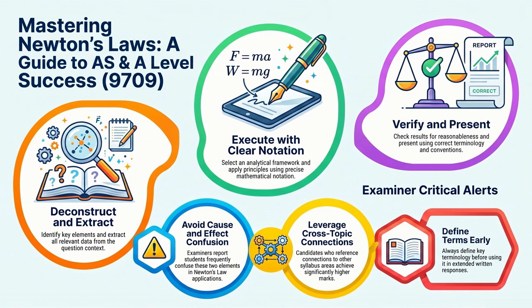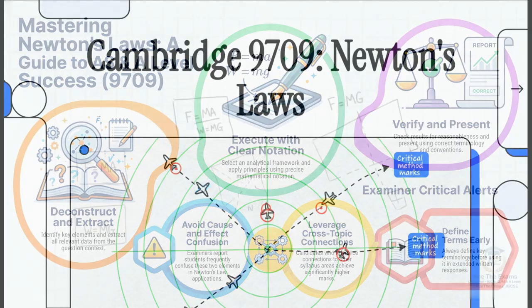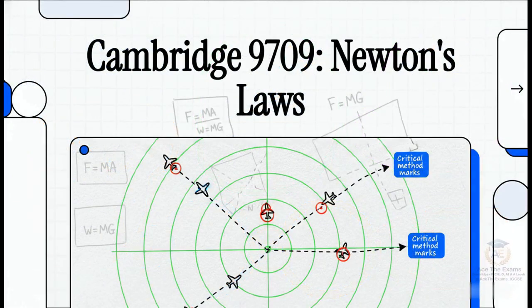I am your tower director for this tactical briefing, and today we are running a high-stakes live simulation on securing those absolutely critical method marks for Cambridge Mathematics AS and A level. Specifically, we're locking our radar heavily onto topic 4.4, that's Newton's laws of motion, focusing squarely on the fundamental equations F equals ma and weight equals mg.